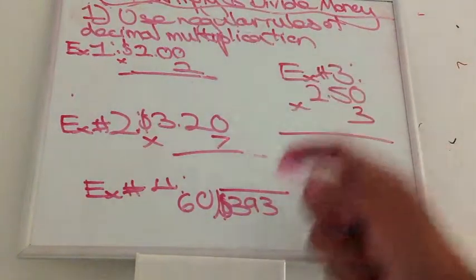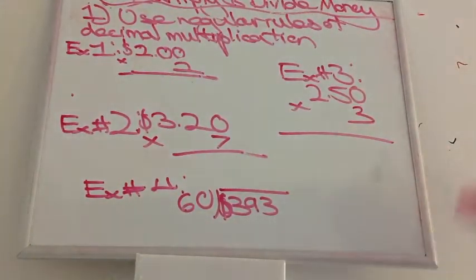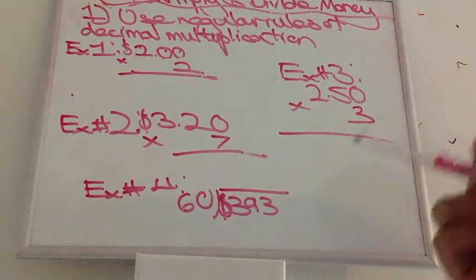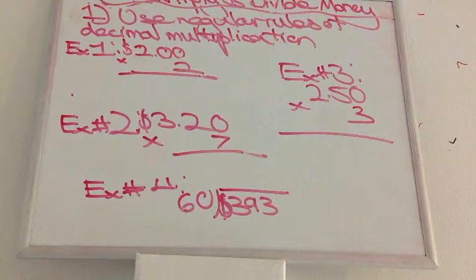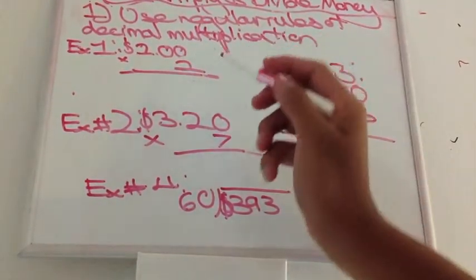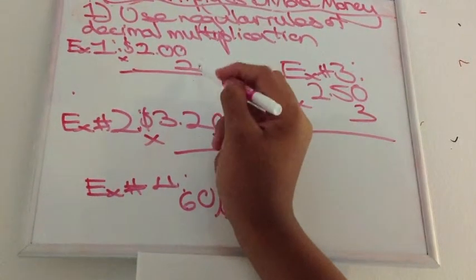$2 times 2. Well, in what instance would you have to do $2 times 2? Well, let's say you make $2 every minute, right? And you work for, let's say, 2 minutes. So you want to find out how much money you will make then. So if you make $2 in 1 minute, how many will you make in 2? So $2 times 2.